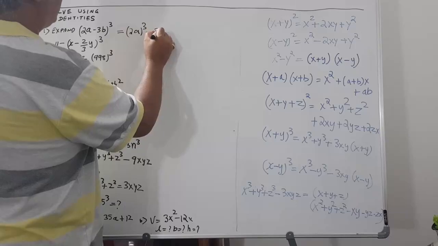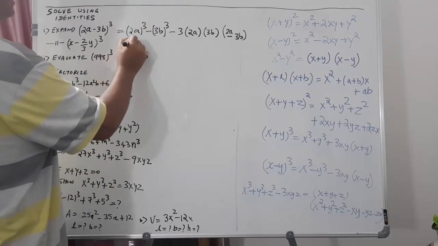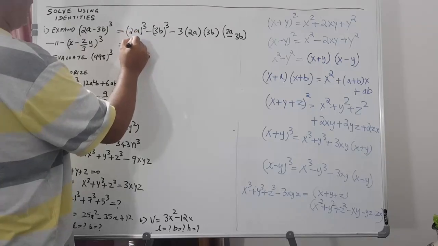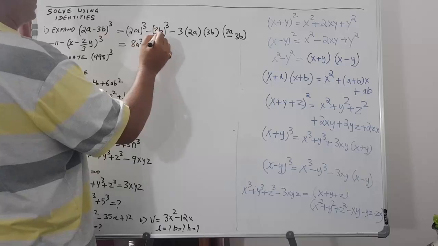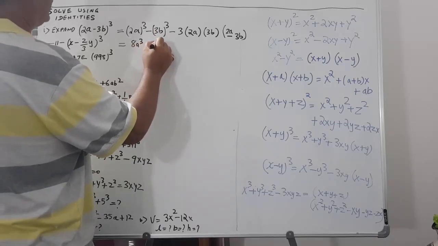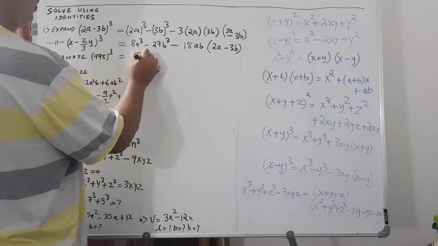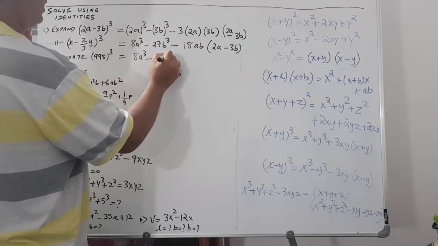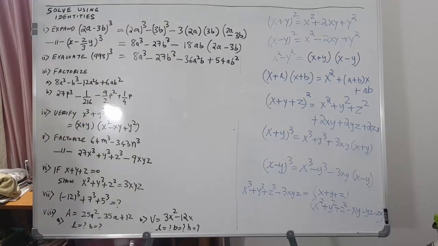minus (3b) whole cube. Okay, so 2 cube is 8, 8a cube. 3 cube is 3 3s are 9, 9 3s are 27, so 27b cube. That is equal to 8a cube − 27b cube − the remaining terms. So this is the expanded form.